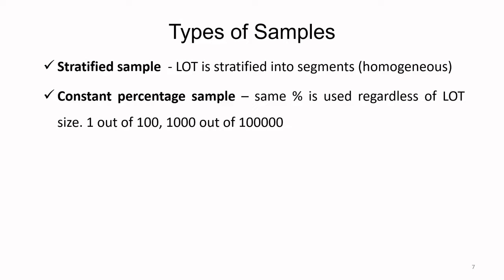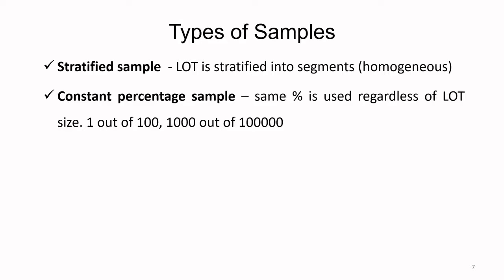Now, if you look at the types of samples, one way of doing it is stratified samples. A lot is stratified into homogeneous segments. So let's say there are 2000 pieces of small size, 2000 of medium size, and 2000 of large size. Then stratified samples say that you take samples from each of the sizes, and in the same ratio. That is a stratified sample. That is one way of doing things.